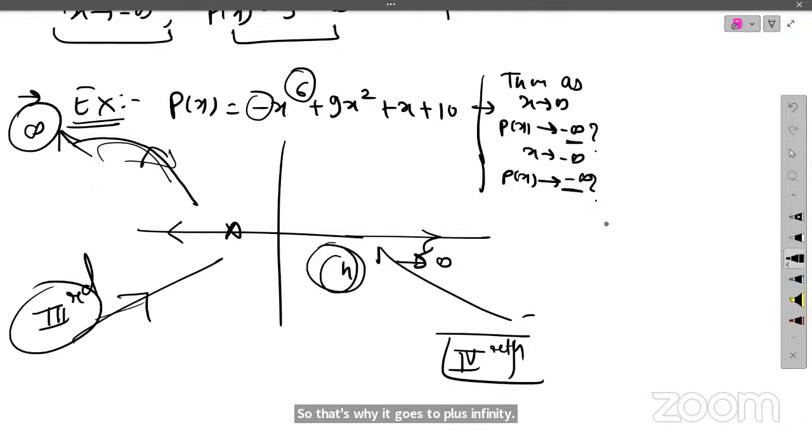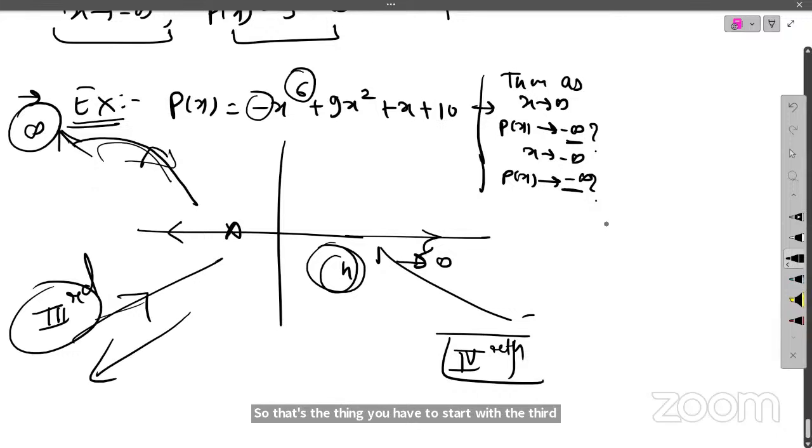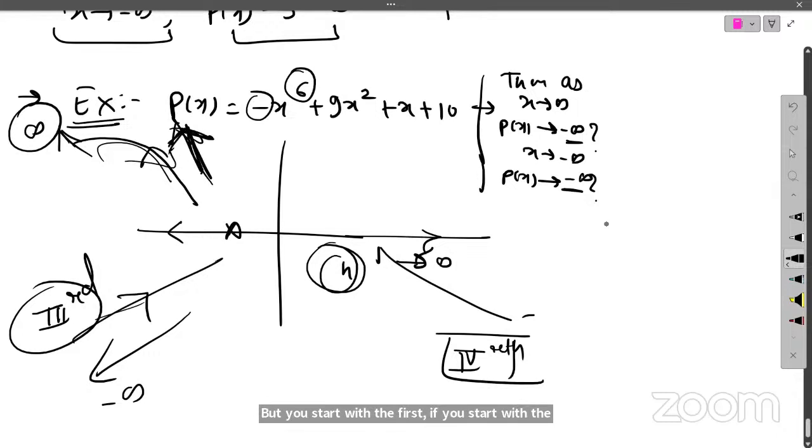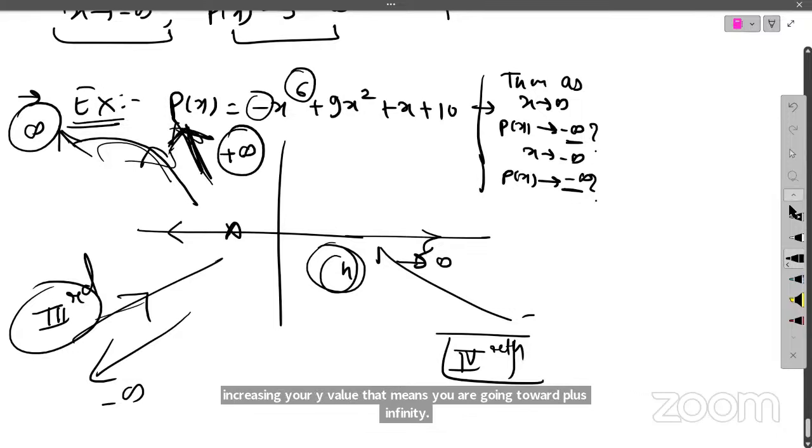Because if you don't start with the third quadrant, it means you are decreasing, going toward minus infinity. But if you start with the second quadrant, it means you are increasing your y value, so you are going toward plus infinity. Is that helpful for you, Arvi?